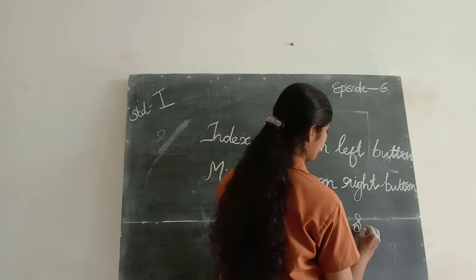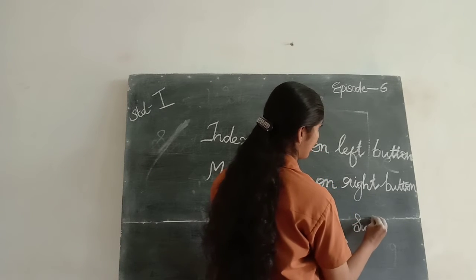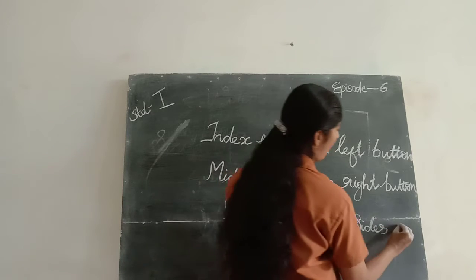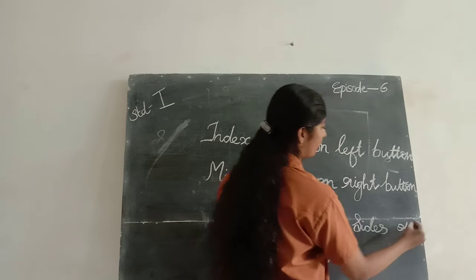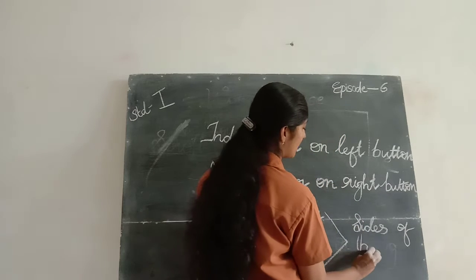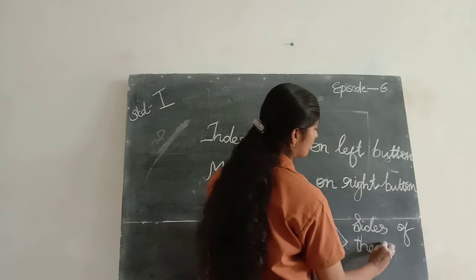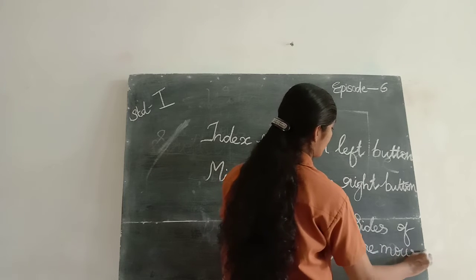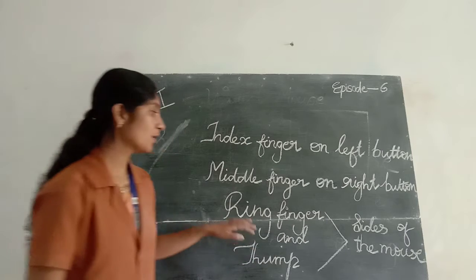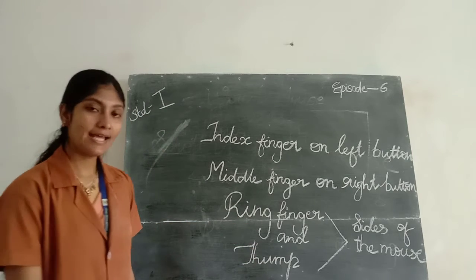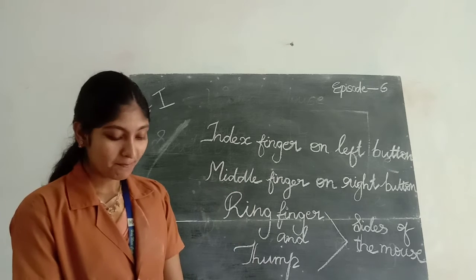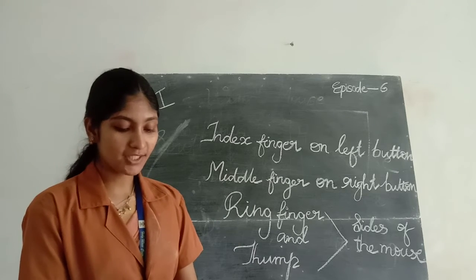Sides, S-I-D-E-S, sides of the mouse, M-O-U-S-E. So ring finger and thumb are on the sides of the mouse. So place your fingers correctly on the mouse.